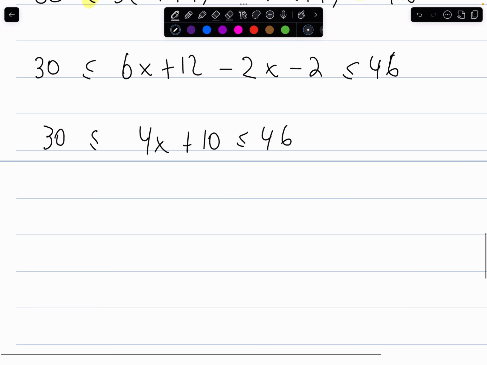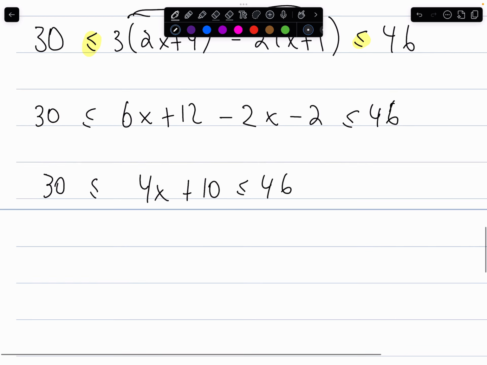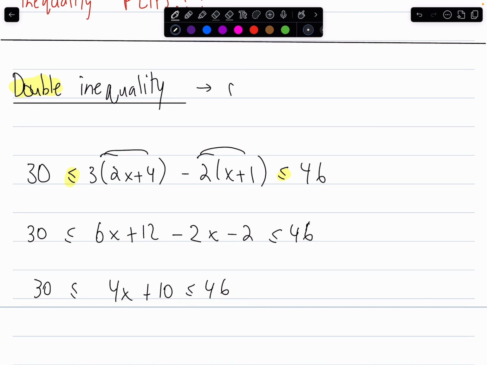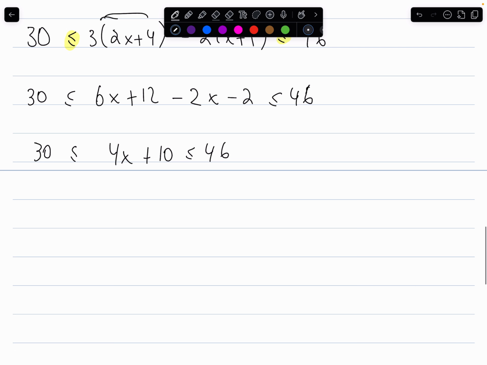But we can't just leave it like this. So now, remember, these questions, we're really solving the inequality for x, right? We're trying to solve for x. We're trying to isolate for x. So what we need to do is we need to isolate for x. So I want to get rid of this 10. But the question is, it's a double inequality. So what do? If I get rid of 10 from the middle, I actually have to subtract 10 on both sides. So if you look over here, this is going to be 30 minus 10.